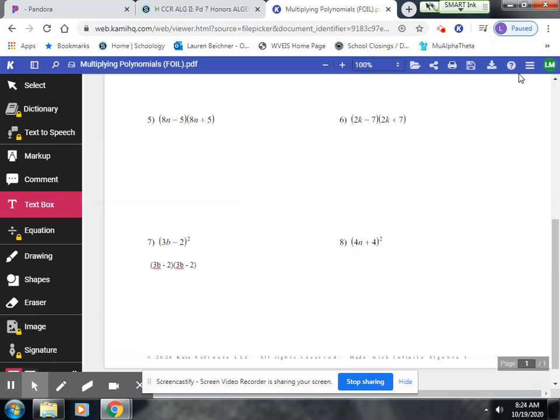So again, I would do the same thing that I did up in number 1, but now I'm thinking of that instead of one set of parentheses squared, I have the same set of parentheses twice, and then I would go through and do my first, outer, inner, last. So please go through and try this.